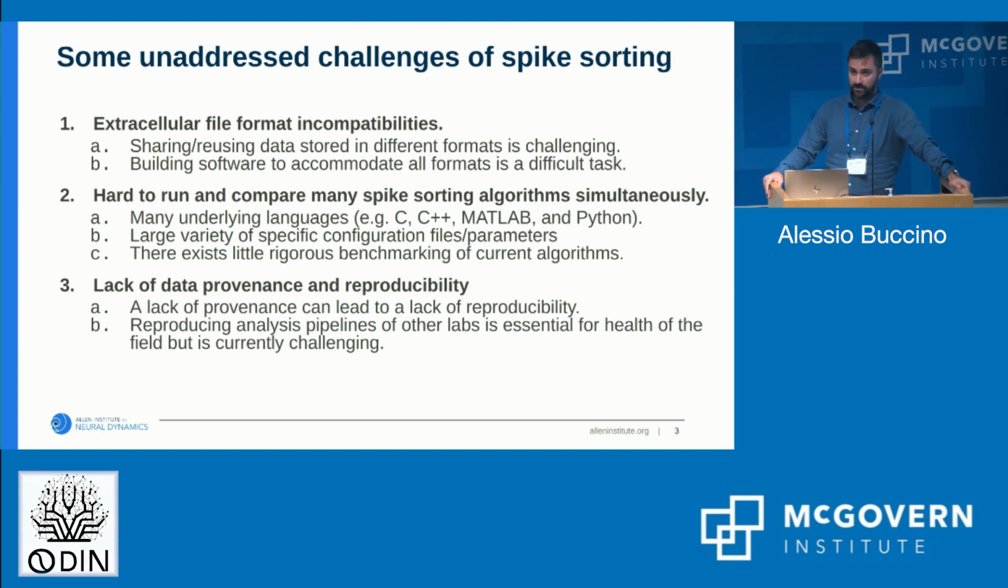And the first two challenges also basically bring the third challenge, which is there was a big lack of data provenance and reproducibility, right? So some papers cite that spike sorting was done the usual way, right?